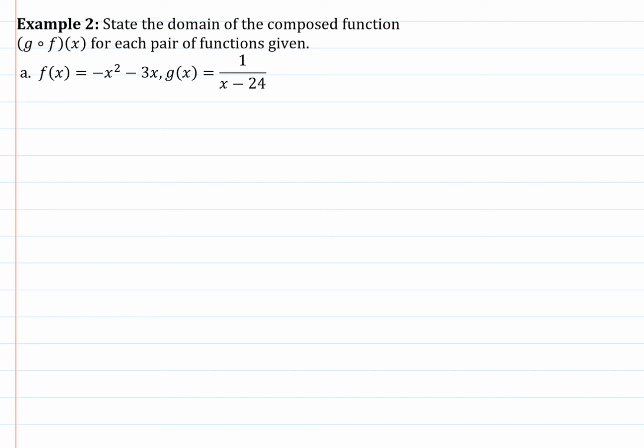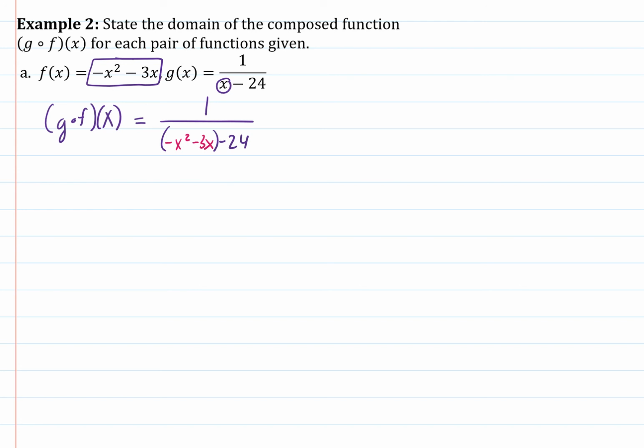So let's start by composing. G of f of x means I need to put the function f, this entire expression, into the function g every time I see an x. So I'm going to write sort of my shell with an open set of parentheses. Yes, this does take the shape of g. And inside that parentheses, I'm going to substitute the expression negative x squared minus 3x.